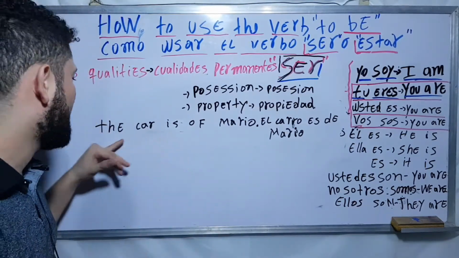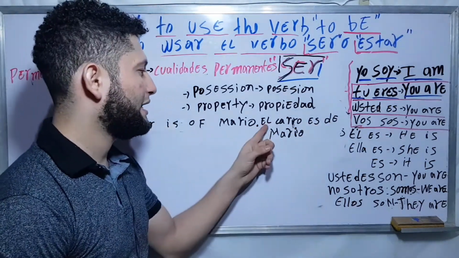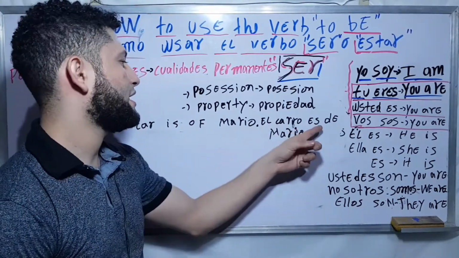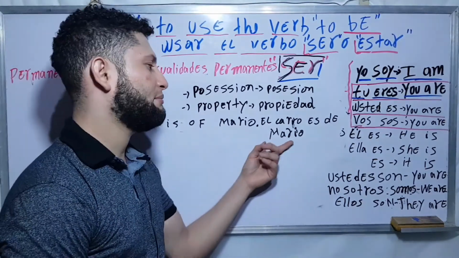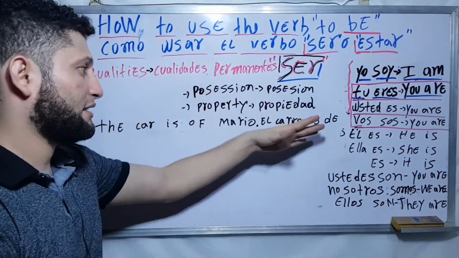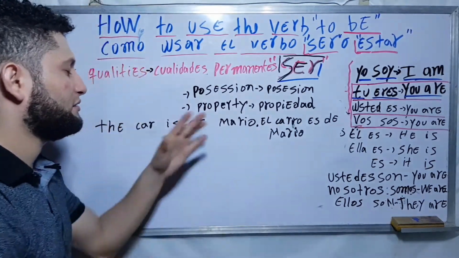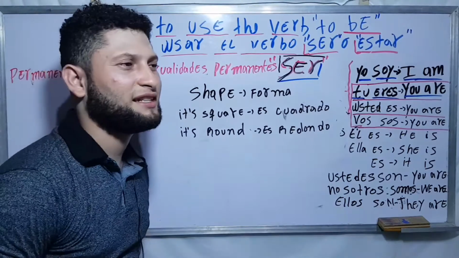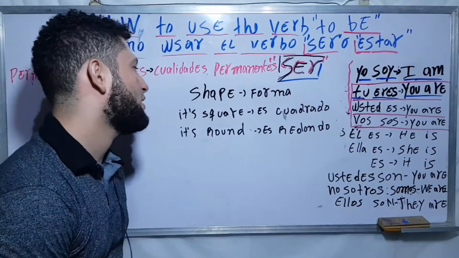In this case you will say the car is of Mario, el carro es de Mario. El carro, car, is of de Mario. Okay, this is a name. Mario is a name. So el carro es de Mario. And for you to speak about possession, property, keep this in mind. Now our next one, guys. Once again, I feel a little bit tired, but you know guys, I will keep walking.